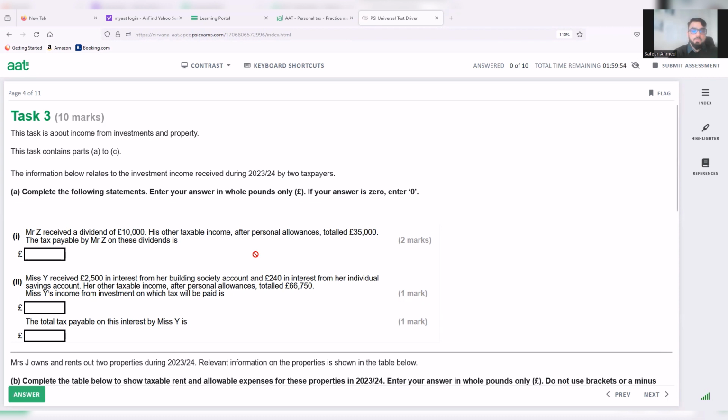So the first one here says Mr. Z received a dividend of 10,000. His other taxable income after personal allowances totals 35,000. The tax payable by Mr. Z on these dividends is... So we need to work out the tax on these 10,000 dividends. So I'm just going to take you to my Excel sheet and we go from there. I'll show you how to calculate it.